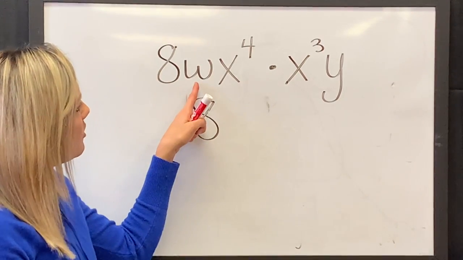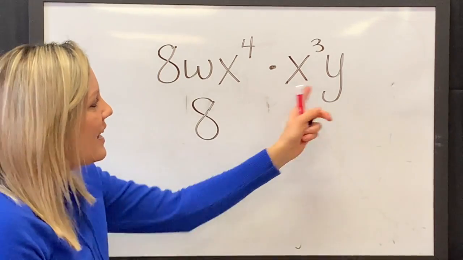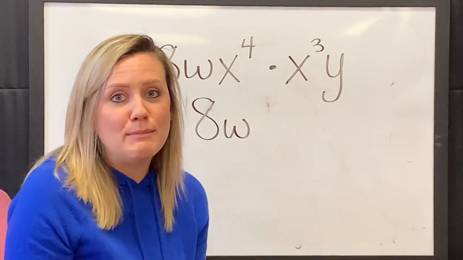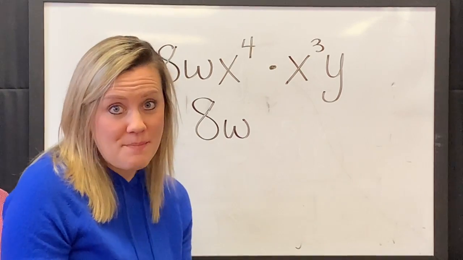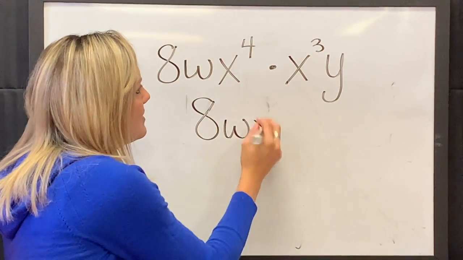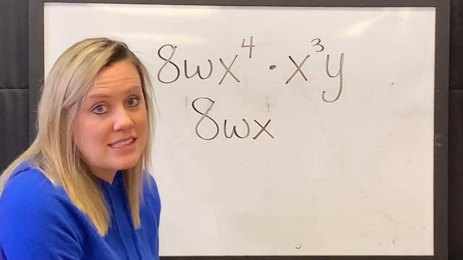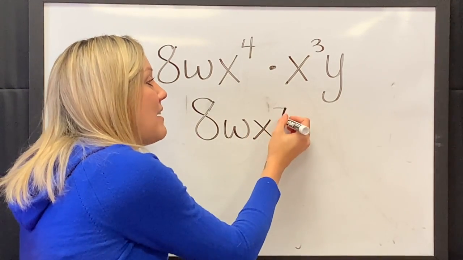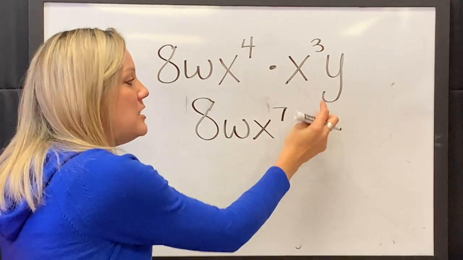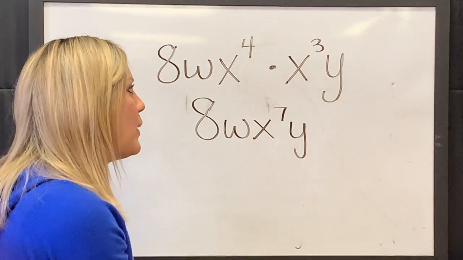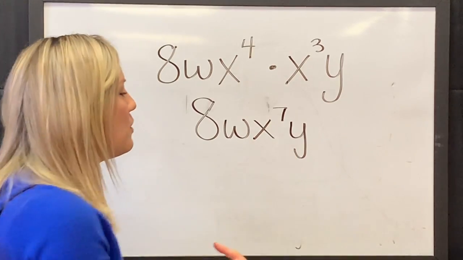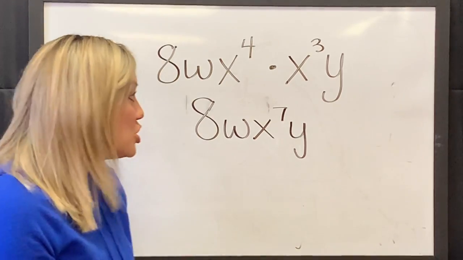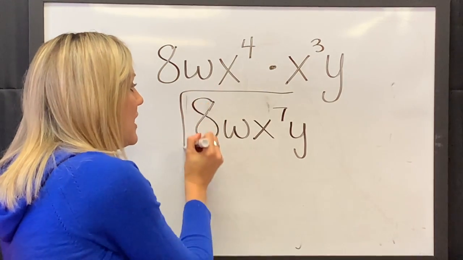Then I have my w. Remember, that is to the power of 1, but I don't see any other w's. So I'm just going to rewrite that. And as I'm doing this, I'm just making sure I'm going in alphabetical order, okay? The next thing I'm going to write is my x. I have 4 x's here and 3 x's there. And when you are multiplying, you add the exponents. So 4 plus 3 is 7. And then I don't have a y here, but I do have a y there. So I'm just going to rewrite that. Okay, just remember these both have an exponent of 1, but when you do have the exponent of 1, you don't really need to write it because there's just one of them there. And this is our final answer.